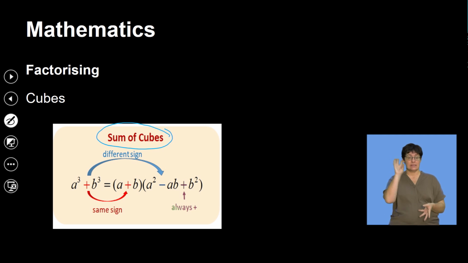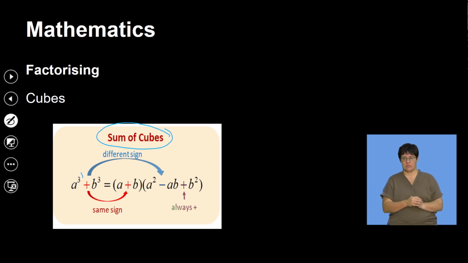With the sum of cubes, to simplify it, the formula will be the one I have for you on the board. A cubed plus b cubed will be the same as a plus b as a binomial, and then as a trinomial, a squared minus ab plus b squared. And then I have some rules for you to actually look at.